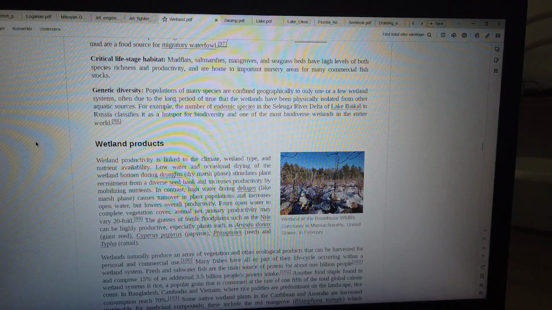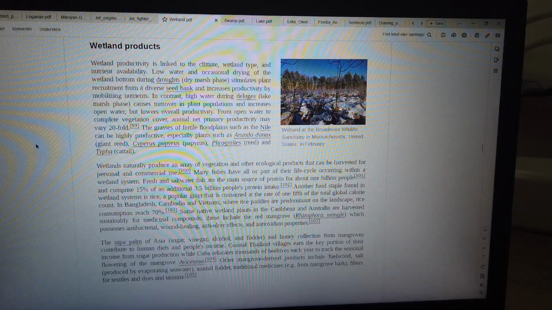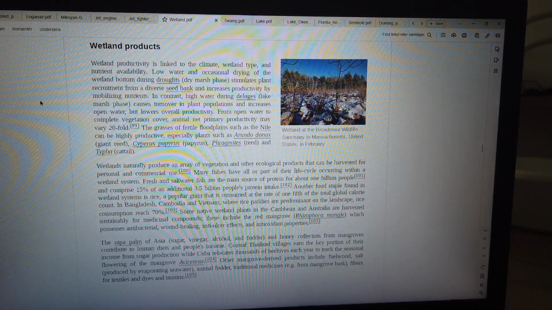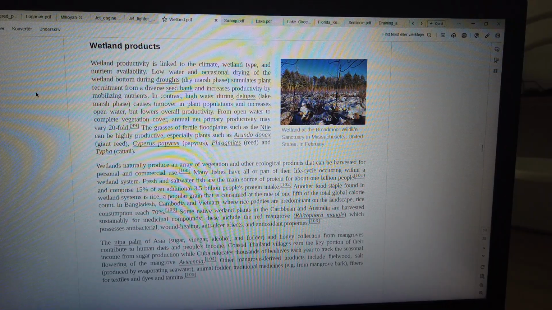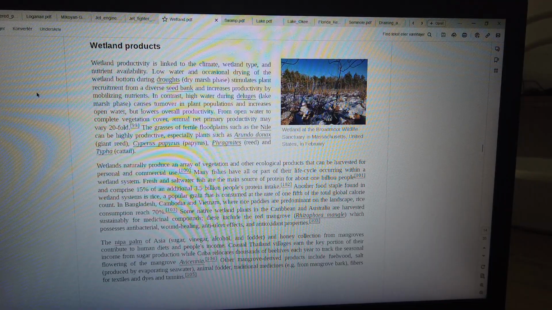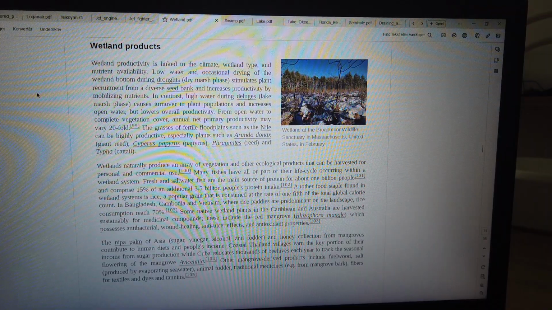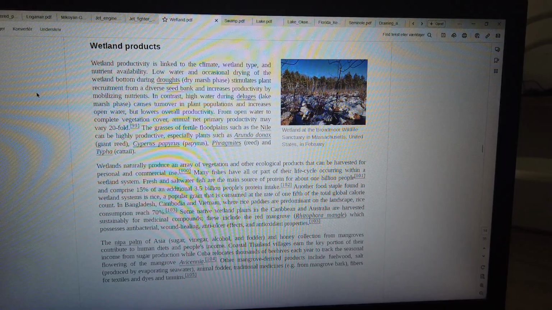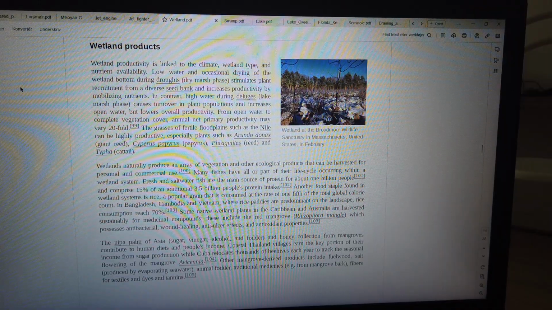98. Wetland products. Wetland at the Broadmoor Wildlife Sanctuary in Massachusetts, United States, in February. Wetland productivity is linked to the climate, wetland type, and nutrient availability. Low water and occasional drying of peatland bottom during droughts, dry marsh phase, stimulates plant recruitment from a diverse seed bank and increases productivity by mobilizing nutrients. In contrast, high water during deluges, lake marsh phase, causes turnover in plant populations and increases open water, but lowers overall productivity. From open water to complete vegetation cover, annual net primary productivity may vary 20-fold.